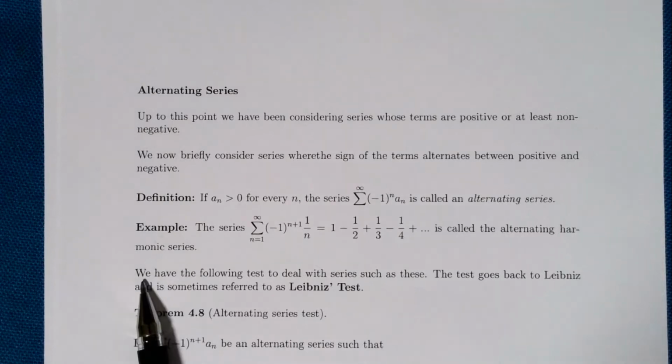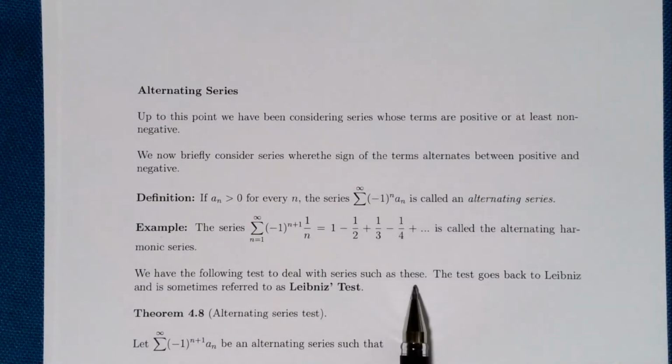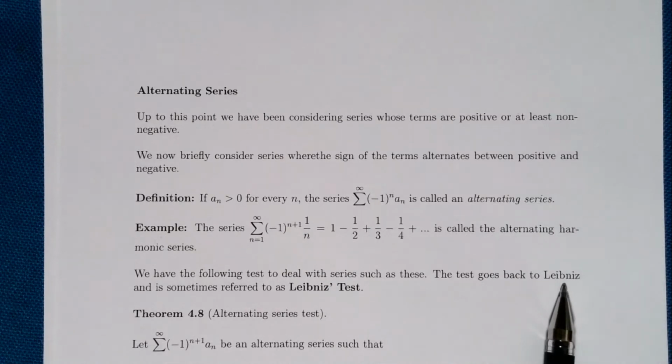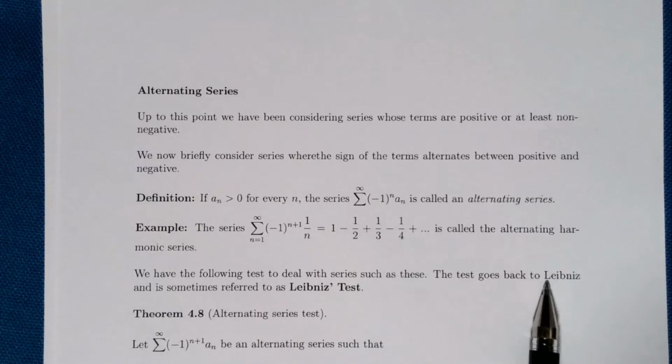We've got a nice test to deal with series such as these, and it goes back to the mathematician Leibniz, who was around about the same time as Isaac Newton. Leibniz was the fellow who co-discovered the calculus, about the same time as Newton. Leibniz was in Germany, Newton was in England. They didn't communicate. There were no phones in those days, and certainly no emails, so they worked on this separately, and about the same time they seem to have come up with developing the calculus, but Newton probably got there first, though there's still debate about that.